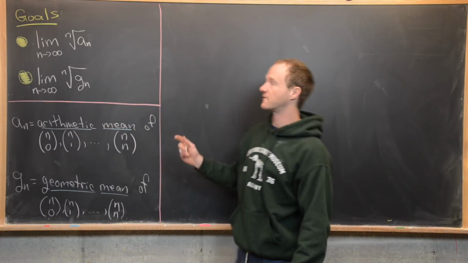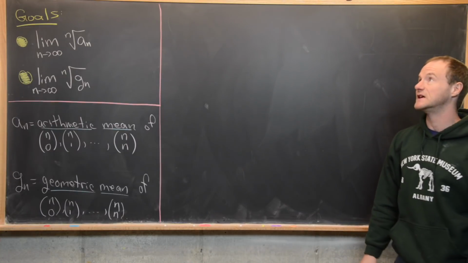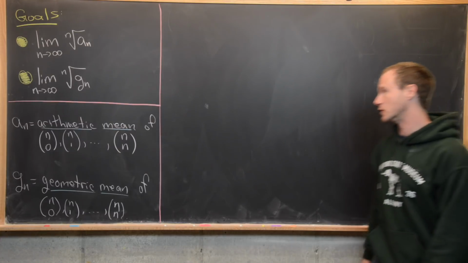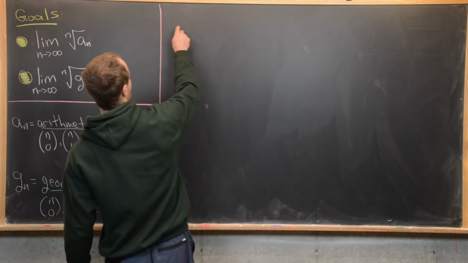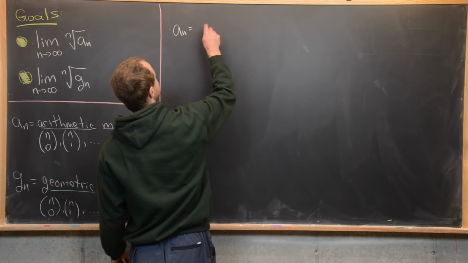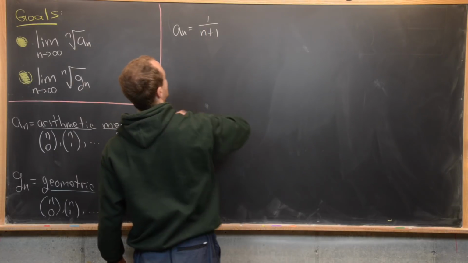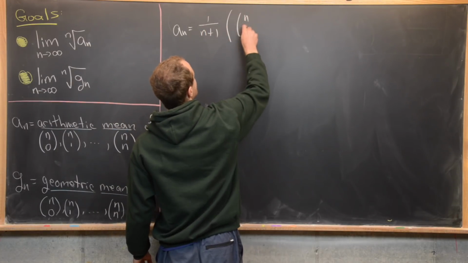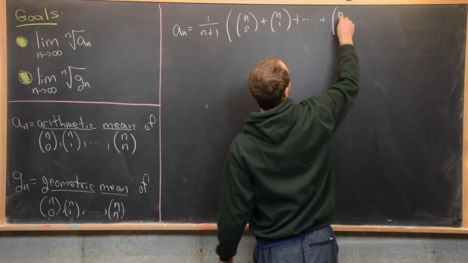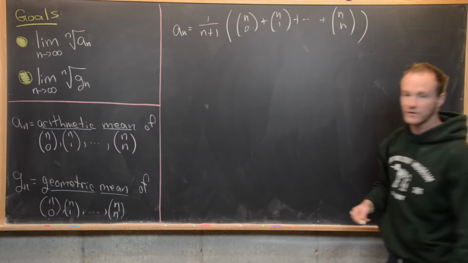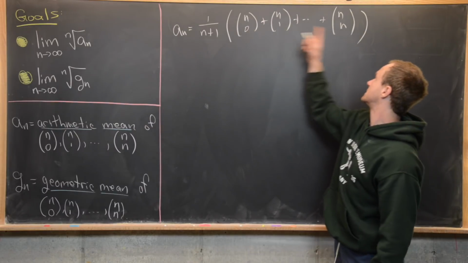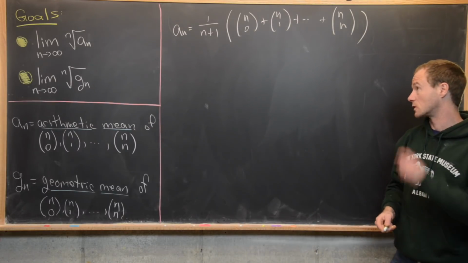So now we're ready to start with our first goal, which is the limit as n goes to infinity of the nth root of the arithmetic mean of these binomial coefficients. Let's calculate this a sub n first. Notice this a sub n is going to be 1 over n plus 1 times n choose 0 plus n choose 1 plus all the way up to n choose n. Why is it 1 over n plus 1? Because there are n plus 1 terms here. Notice we're counting from 0 to n. That makes n plus 1 total terms.